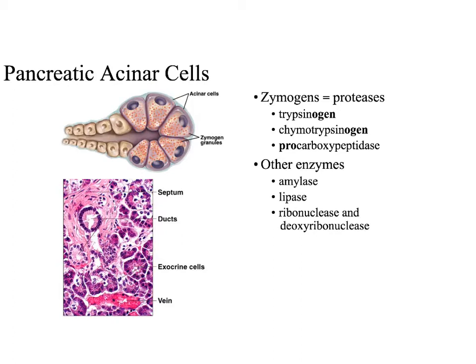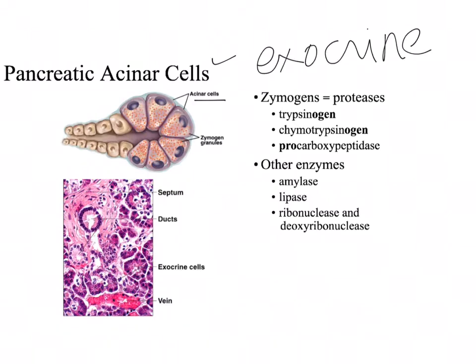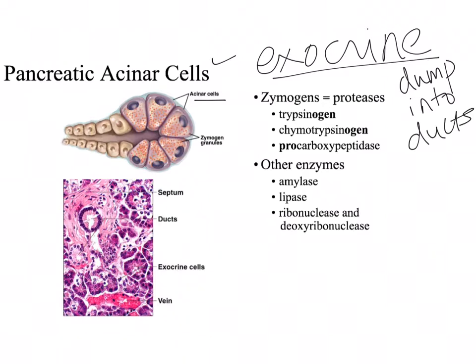The pancreas has two types of cells. It has acinar cells, and then it's got the islet cells. Right now we're just talking about exocrine function, which is dumping into ducts. Zymogens are proteases, so they break down proteins. Trypsinogen is one of them.